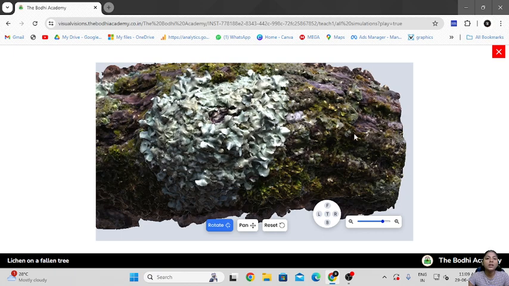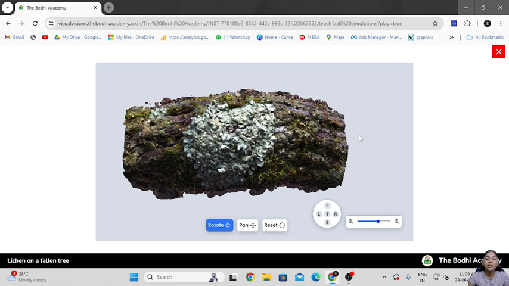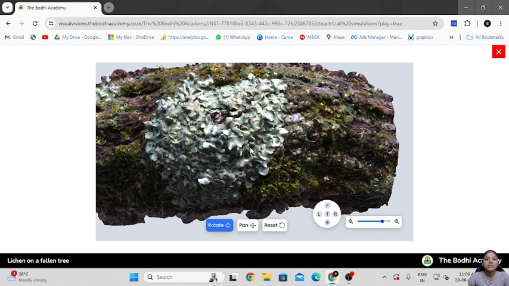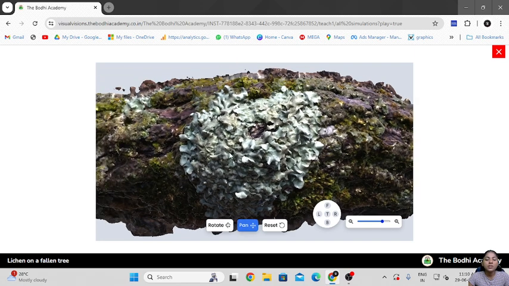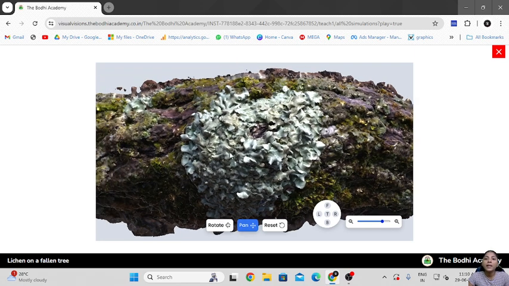So here we see this is a log of wood or a fallen tree trunk on which we see that this lichen is growing. Now this white grayish greenish part is the lichen. So as I said, these lichens are the symbiotic association between the algae and fungi.